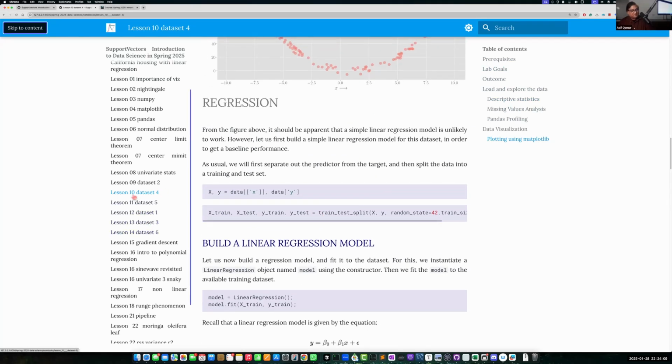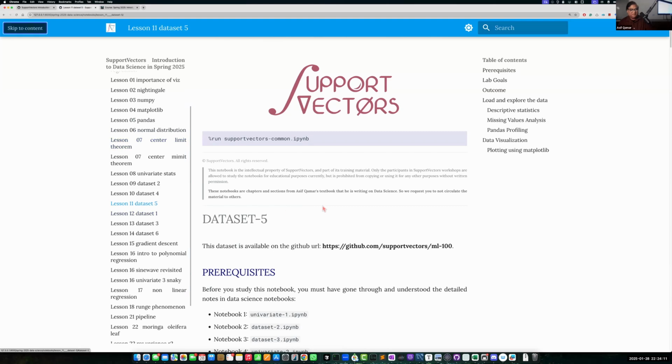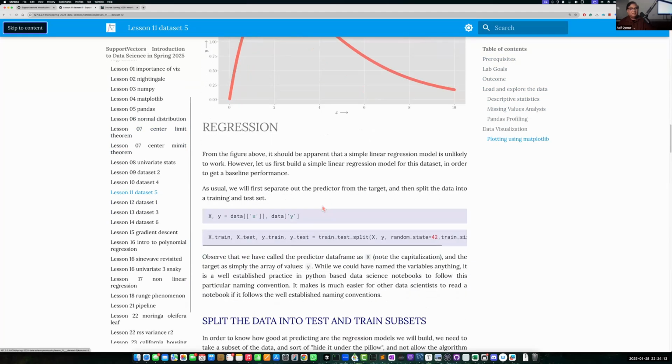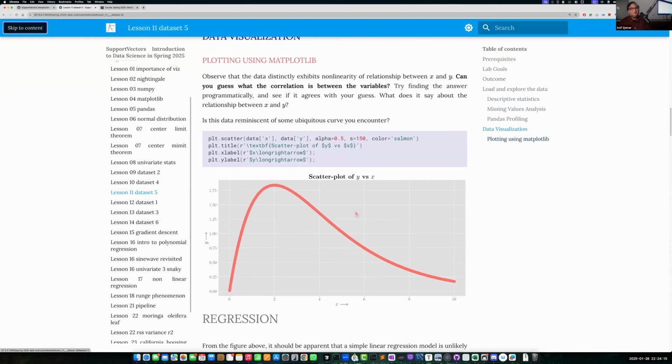This is too easy. Let me go to 5th. Now let me surprise you with something. Look at this data. By the way, this data is unusual. You never have data without errors. I deliberately generated data that has almost no errors. You see, there is no spread in the data. Now the question is, what is the function?